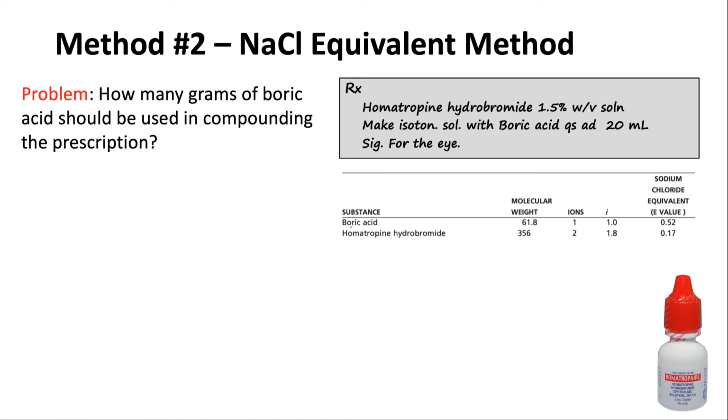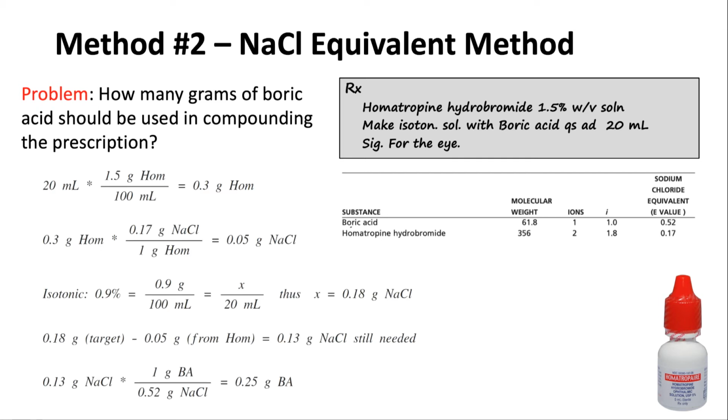What is different about this method from the freezing point depression method, where we were able to do everything as a percent concentration until the very end, now what we need to do is start with the homatropine, but we need to get it out of the percent weight per volume concentration and actually figure out how many grams of homatropine we're going to need. So our first step is to do that.